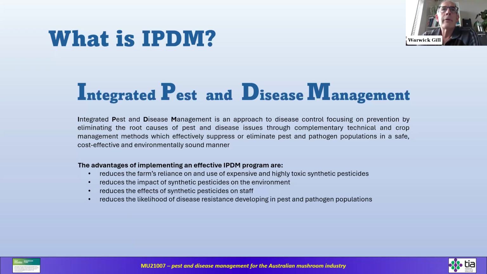Now, the main aim of the IPDM is that it's going to reduce the number or the population of pathogens on the farm to a safe level that is below the threshold of disease. So we're not trying to sterilize the farm. We're not trying to eradicate everything, because that is impractical and it's never going to happen. We just need to reduce the pathogens below the disease threshold, at the level at which disease expresses.